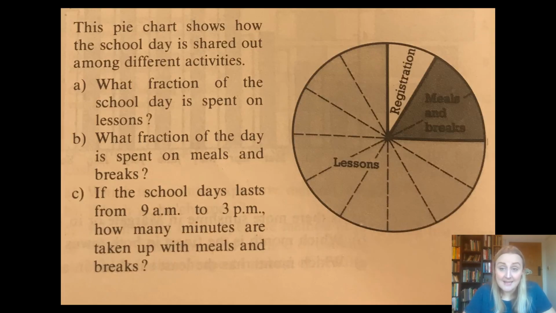The next step is more complicated fractions, but still no angles. Here's a pie chart. What fraction of the day is spent on lessons? We can work that out because we can work out what the sections represent and how many sections there are. What fraction of the day is spent on meals and breaks? And if the school day lasts 6 hours, how many minutes are taken up with meals and breaks? We're not going anywhere near angles here, but we're developing an understanding of what pie charts are.